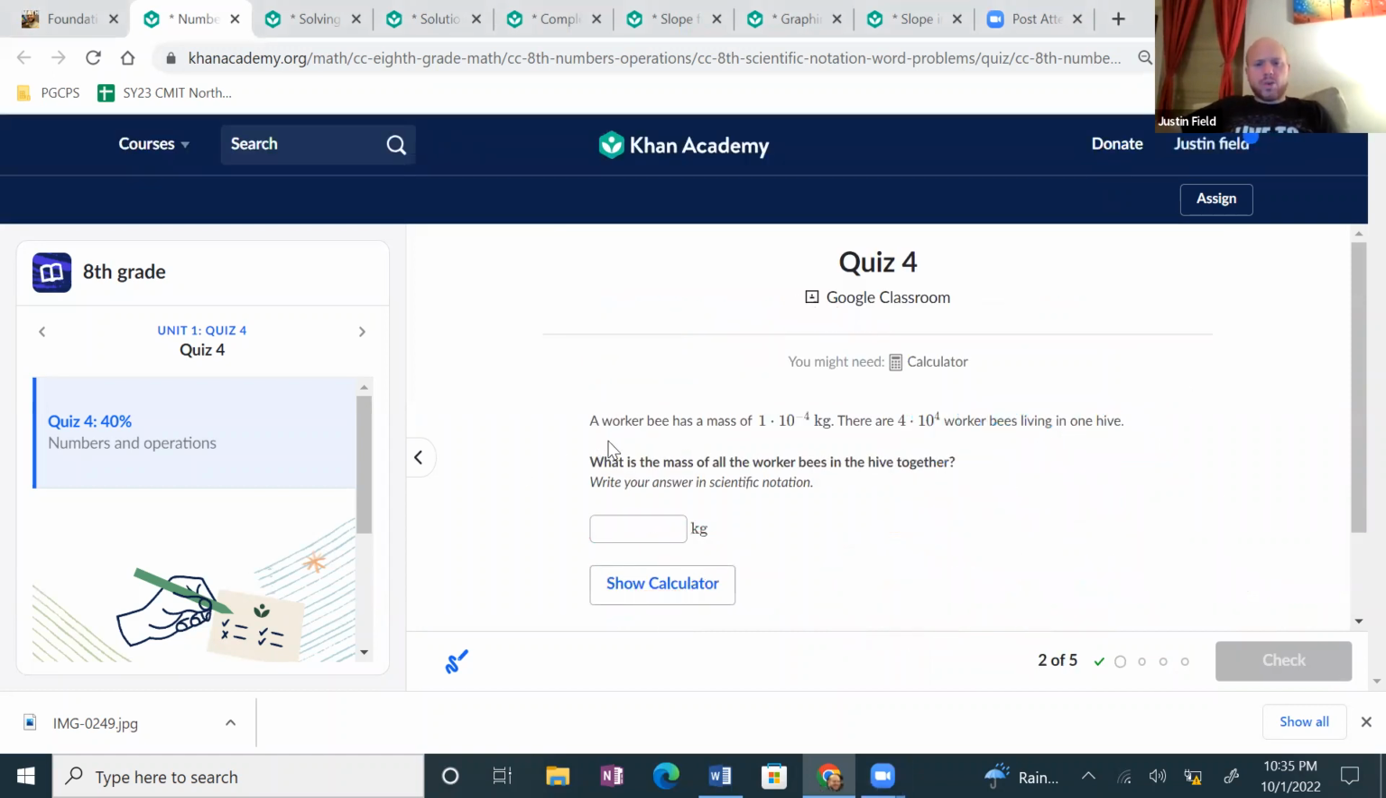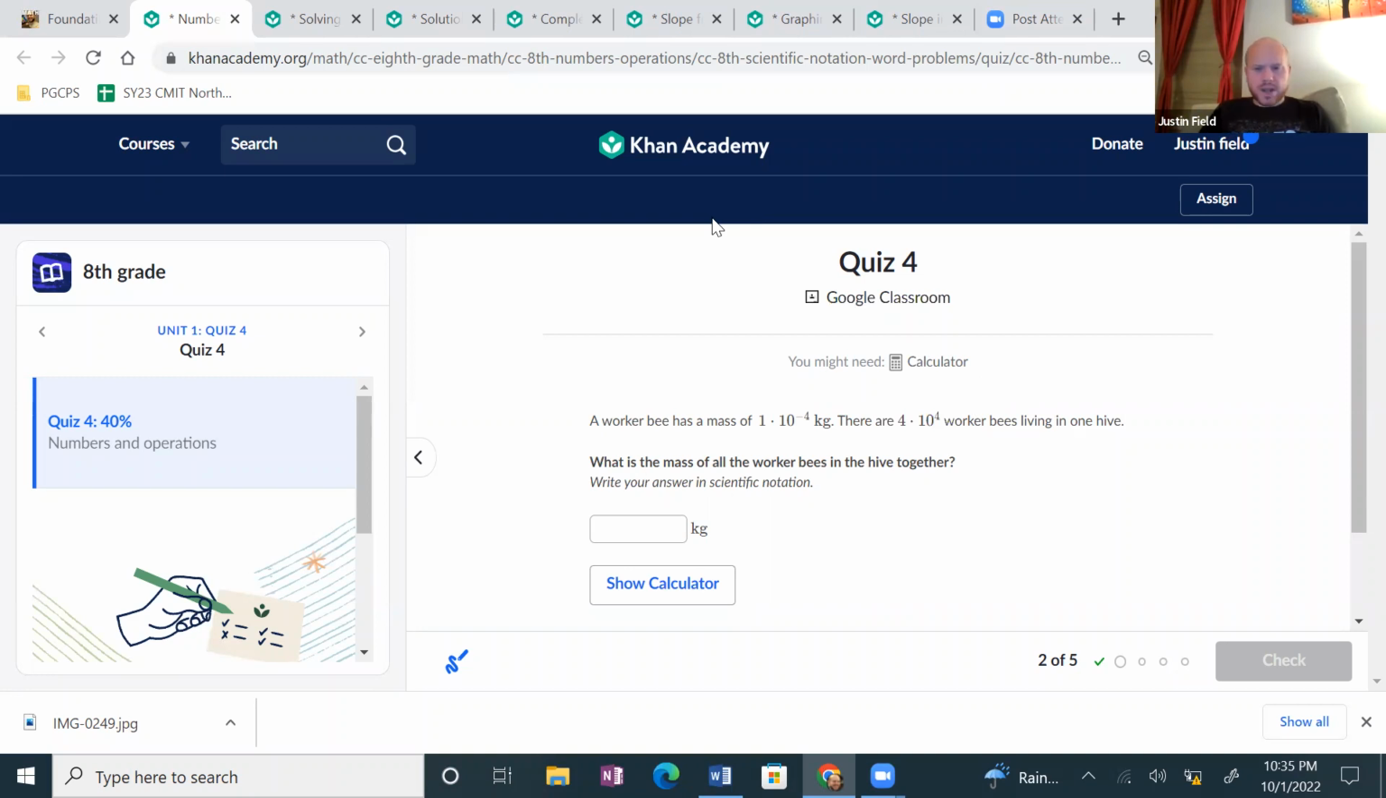All right. A worker bee has a mass of, what is the mass of all the worker bees in the hive together? So when I see this, I know that I'm going to add. Okay. Wait a minute. It depends on the given information. If they give me a bunch of masses of worker bees, then I would add them together. But now I see it has a mass. This is one worker bee, and then there's this many worker bees. So when I see that, I know I am, what is it? Multiplying. Hopefully you said multiply.